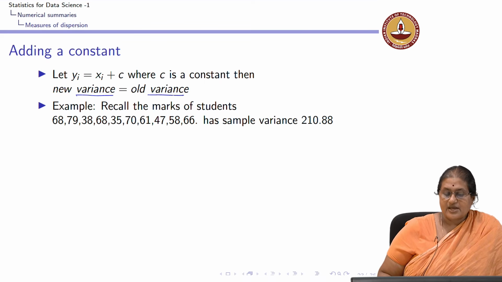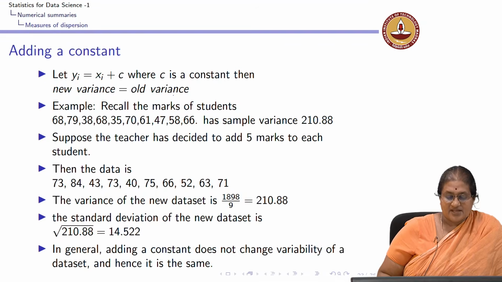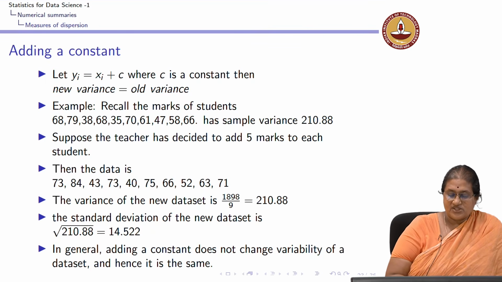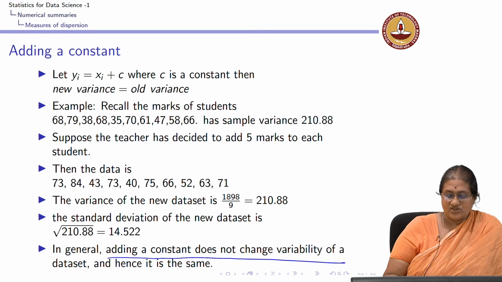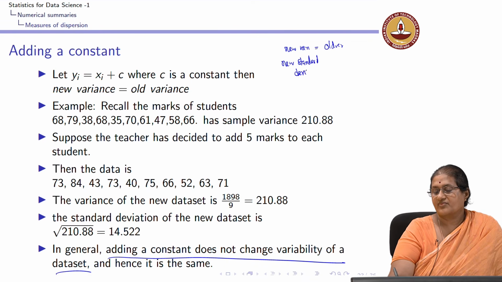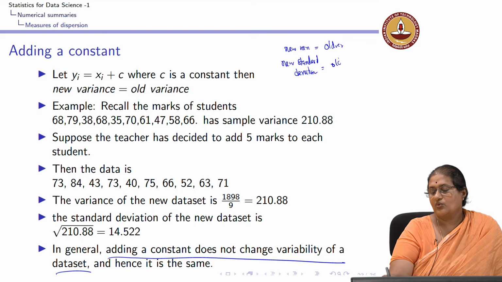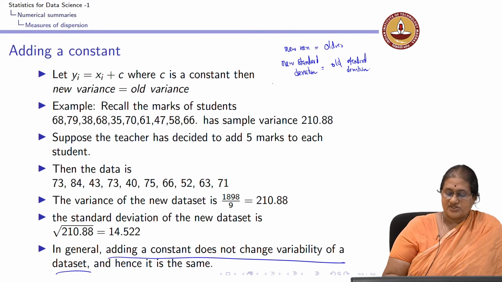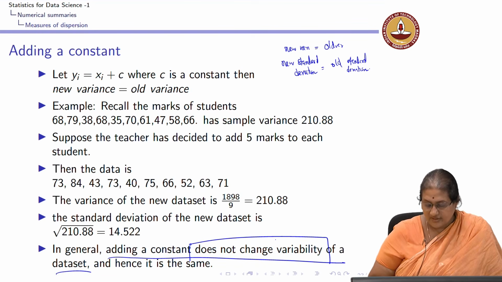Recall this. The sample variance was the same. The sample standard deviation is also the same. Hence, the constant does not change the variability. Both new variance is equal to old variance, and new standard deviation is equal to old standard deviation. In other words, adding a constant does not change the variability of a data set.